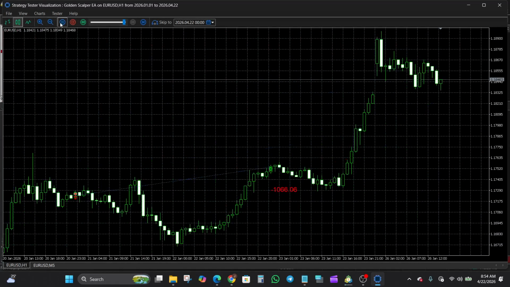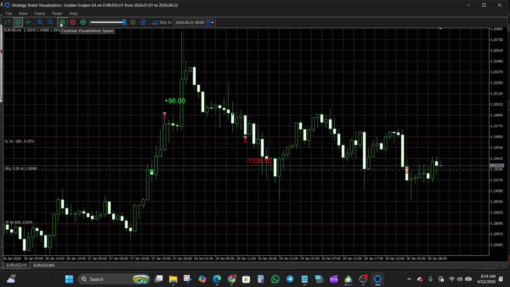Now, let me just pause for a bit. We can see that the trades have already started, being executed almost immediately. All right, we can see trades are being opened, and this is a good example of how the EA enters the market. If you look closely, you will see that this entry is likely triggered by a candlestick pattern, right?